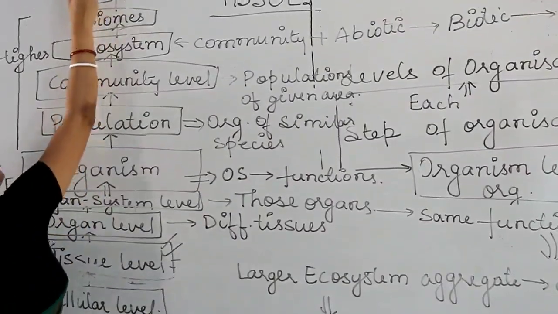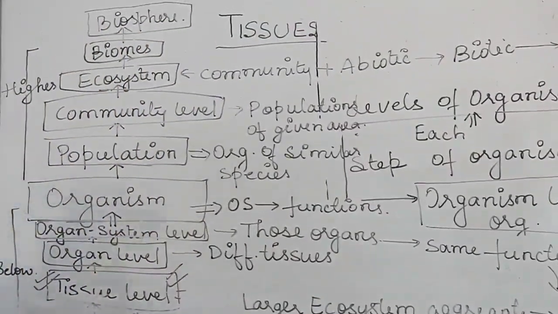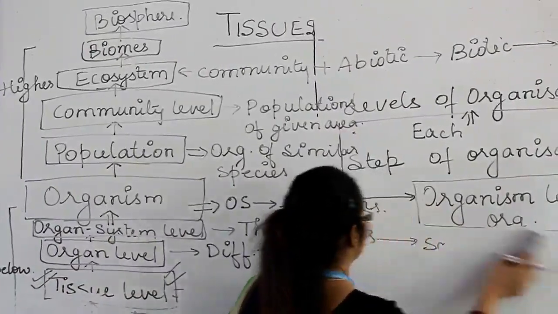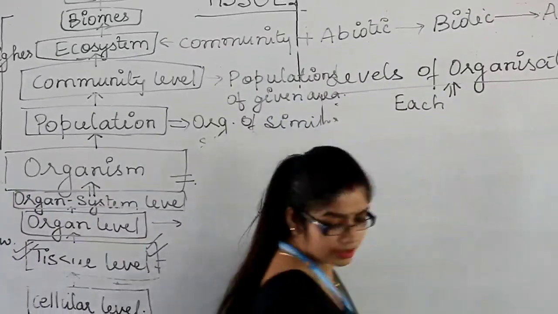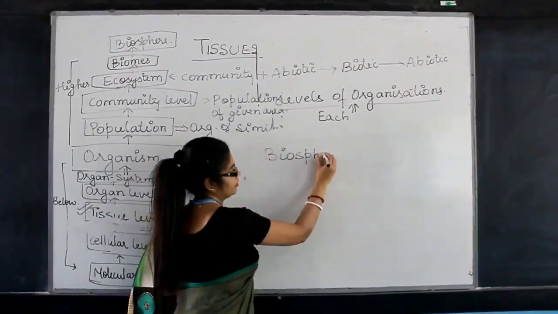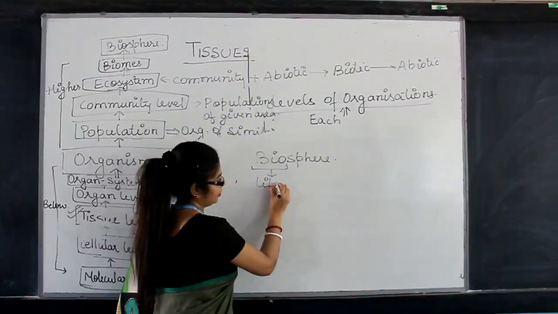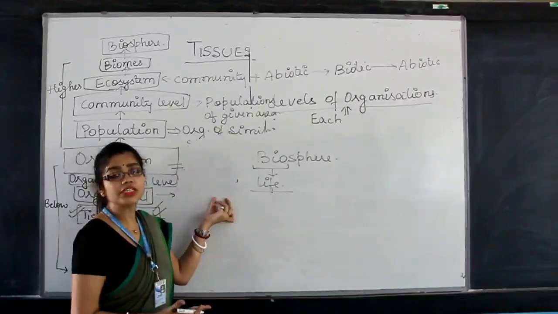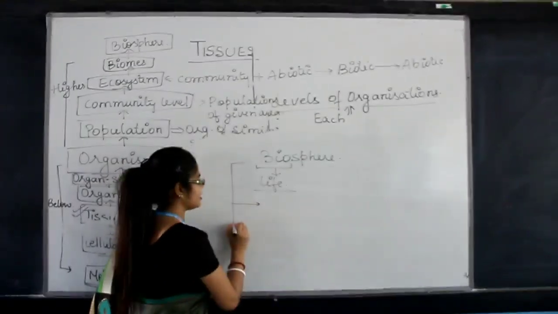Biosphere forms the topmost level in the levels of organization. So here we will find the biosphere. What is the biosphere? Let us discuss. The biosphere is life. It includes all the parts of the universe which are supporting life. So here we have three main classifications.